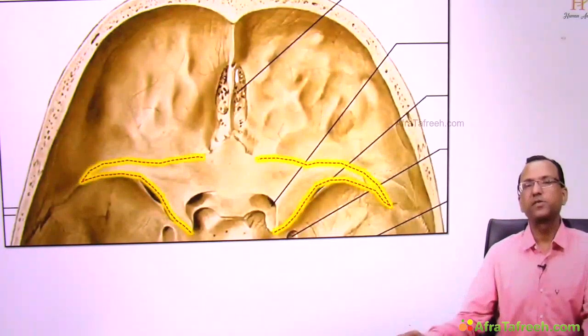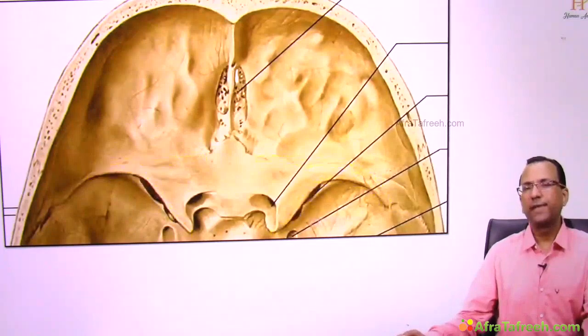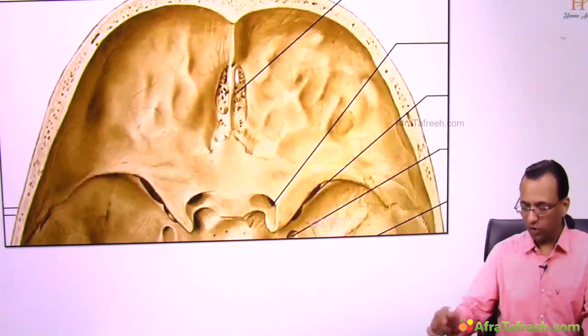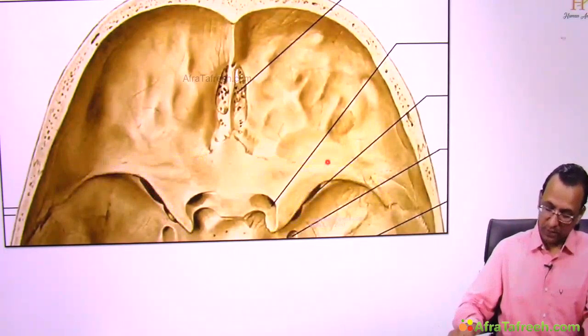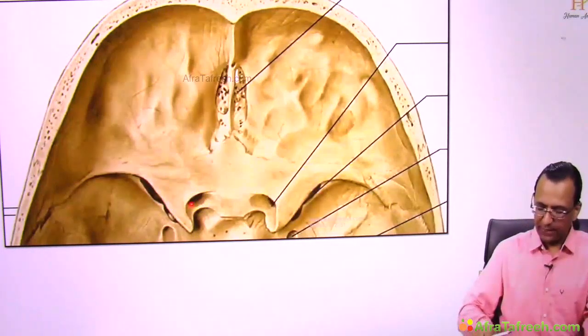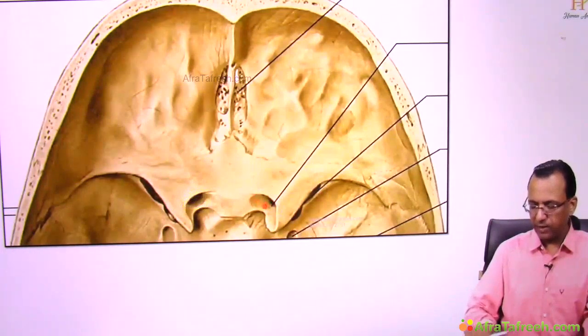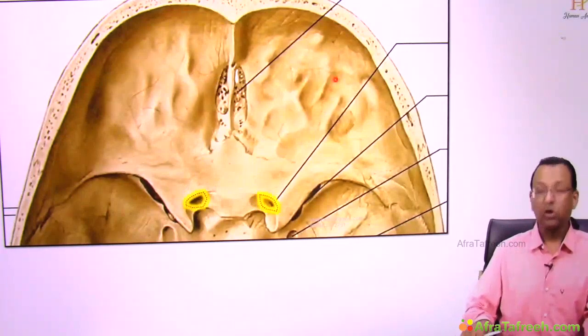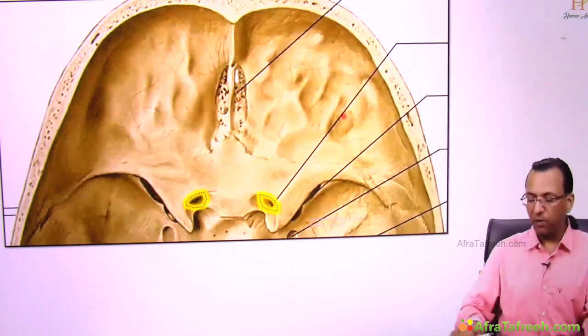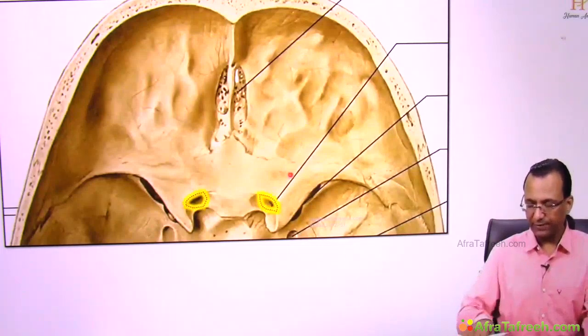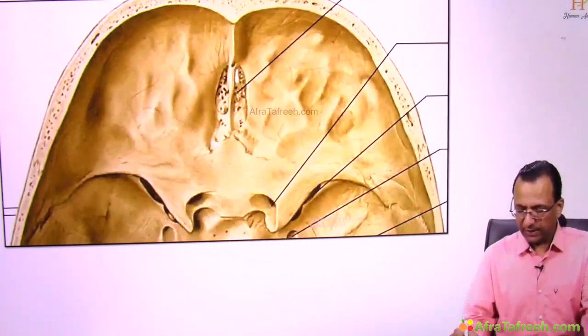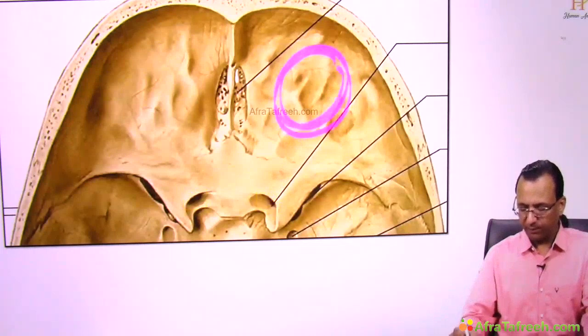Now this lesser wing of sphenoid, which is at the floor of the anterior cranial fossa and the roof of the orbit, has one opening which is called the optic canal for the passage of the optic nerve, which comes from the orbit. The eyeball is giving the optic nerve. You're saying the eyeball in the orbit gives the optic nerve? Yes, and that optic nerve comes out through the optic canal.